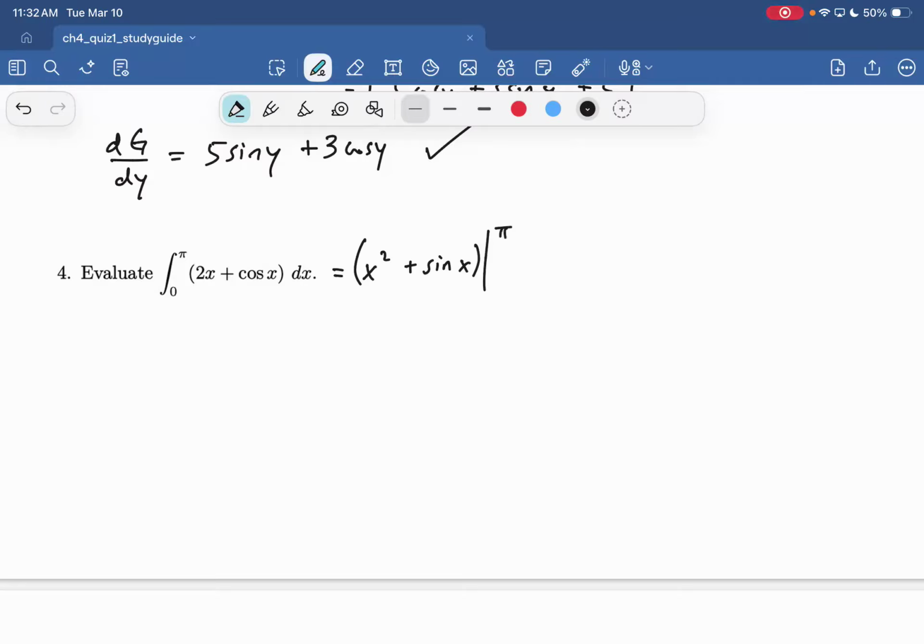And then we're going to evaluate this between 0 and pi. And so that means we have to first plug in the upper limit and then plug in the lower limit and then subtract the two. Okay, so to calculate the definite integral here, we're going to have pi squared plus sine pi minus 0 squared plus sine 0. Now sine pi is 0. You should know your unit circle well by now. And we're going to subtract 0, and sine 0 is also 0. And so the answer is pi squared.